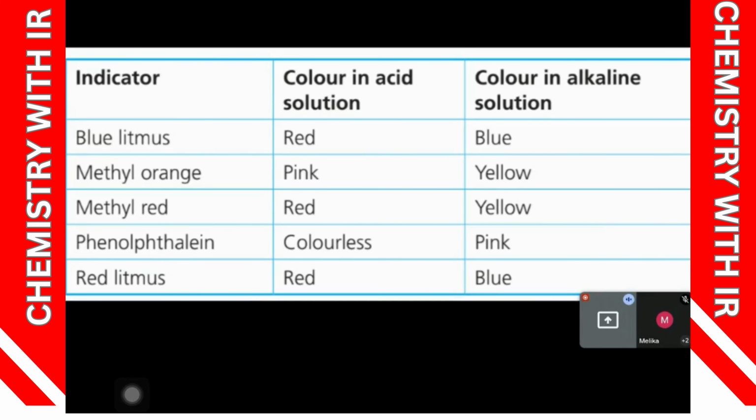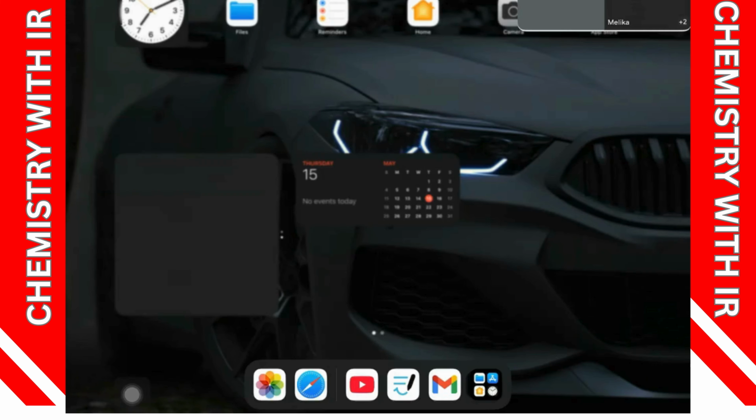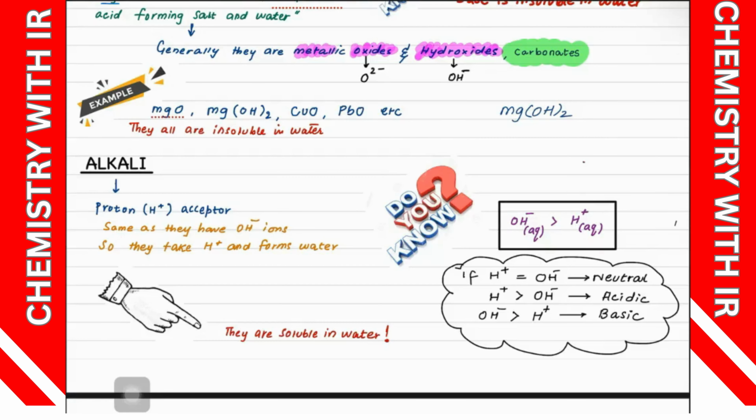Remember, because the examiner would be asking, this indicator is dash in acidic solution and this indicator is dash in basic solution. At that time, if you know the color, you will write the color. If you don't know the color, you would not be able to write down that specific color. Are you getting my point?